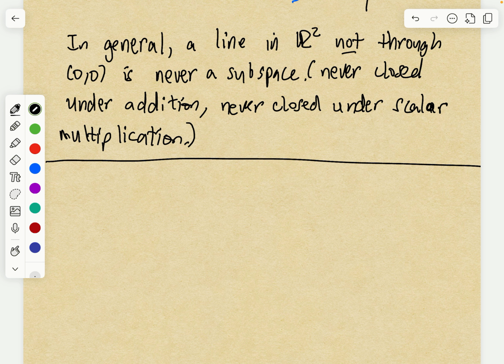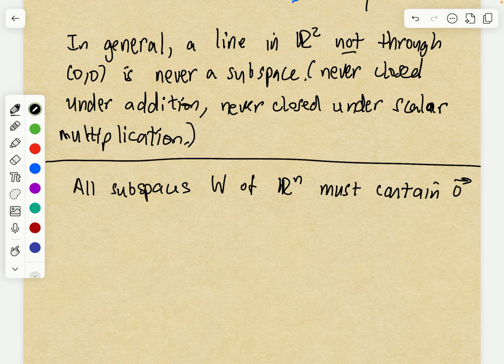And actually, whenever you have a subspace, it must contain the 0 vector. So all subspaces W of Rn must contain the 0 vector. So that's a fact. It's not a very complicated fact. It's not hard to explain why it's true.